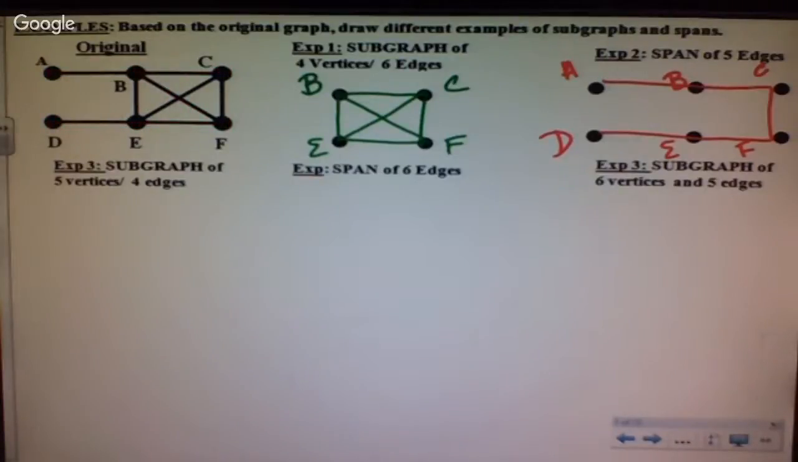So this one right below your original says I want to draw a subgraph that has 5 vertices and 4 edges. So you need to pick which 5 vertices do you want to use. You only need 5 of them, so you just need to get rid of 1. Which one do we want to not use?